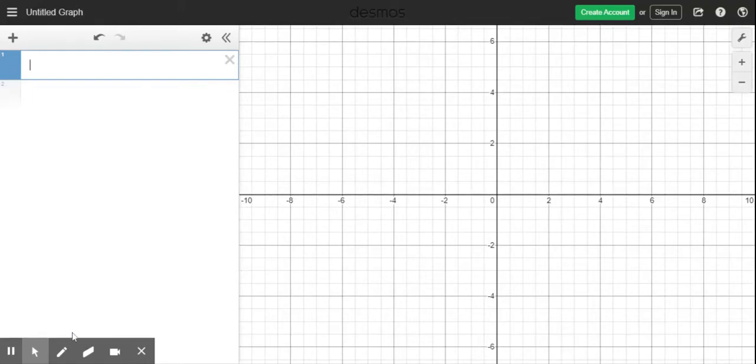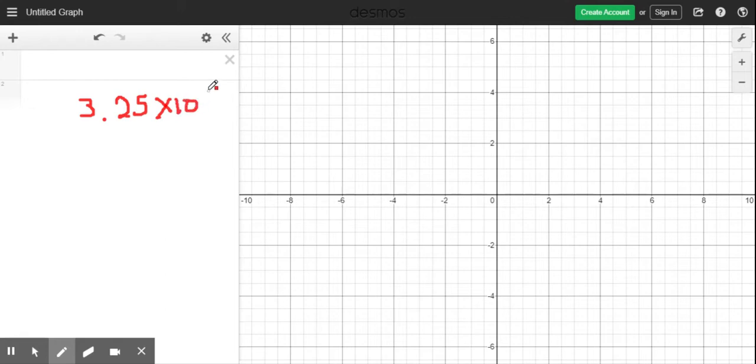Okay, so scientific notation is a short way of writing really large numbers. For example, if we had 3.25 times 10 raised to the 5th power, we would just need to move our decimal place 5 places to the right and fill in the missing ones with zeros. So we've got 3 additional zeros we need to put on. So that's actually 325,000. This is just a quick way of writing 325,000.